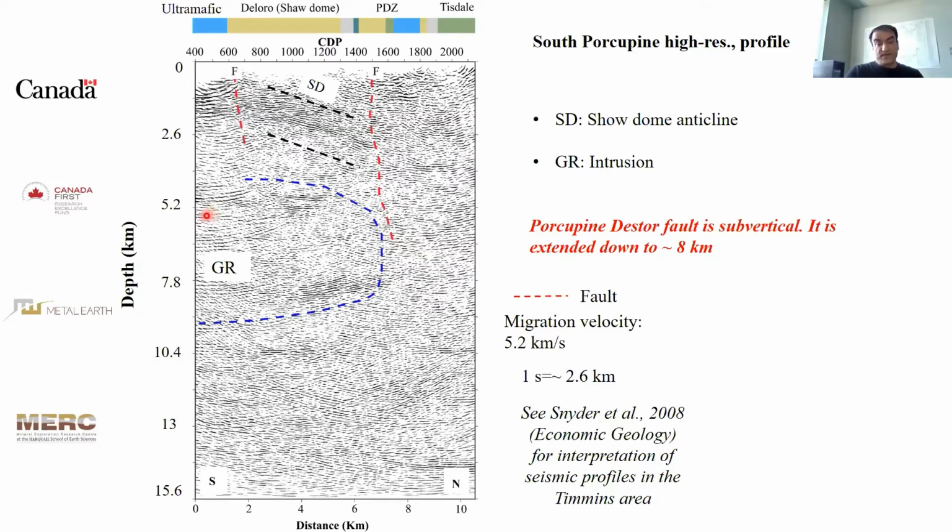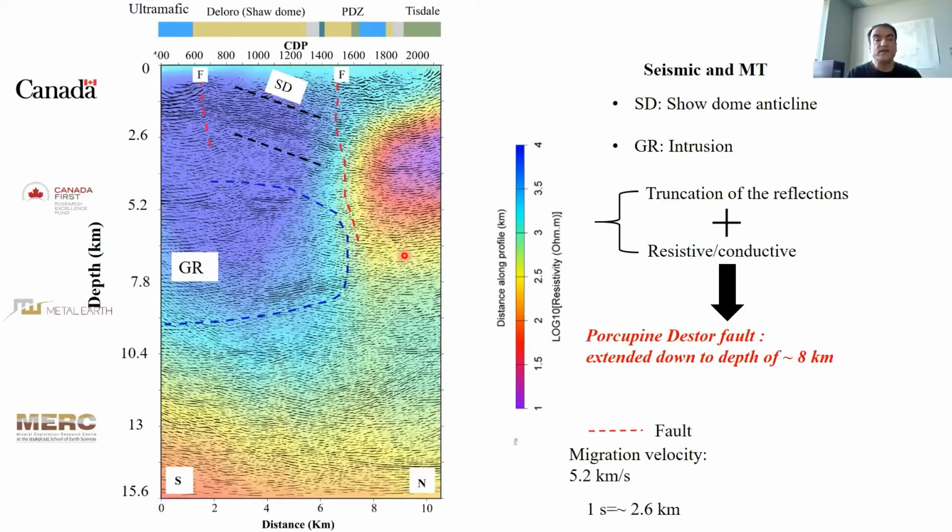Again, in this area, also the faults are deeper compared to Matheson area. And if I overlay MT data, it clearly shows a resistive, conductive under the Porcupine Destor fault zone, which would help for better interpretation.